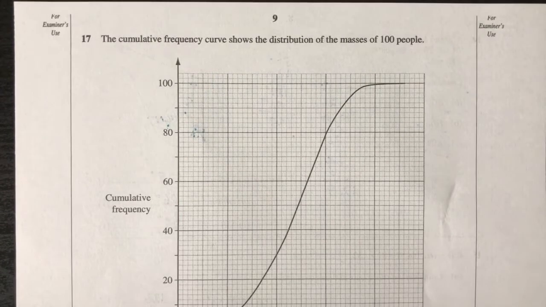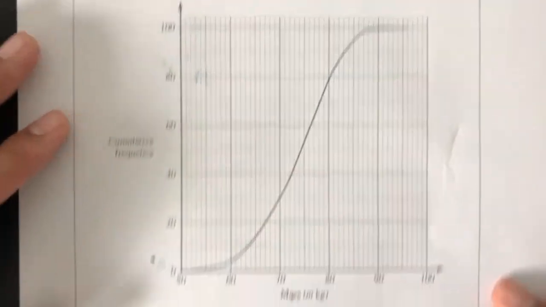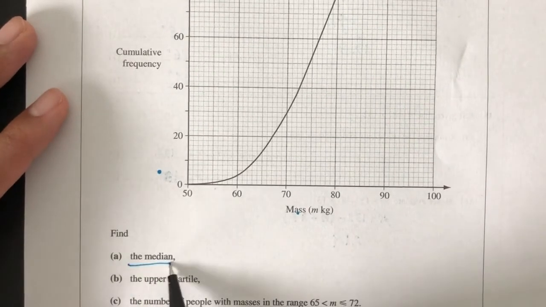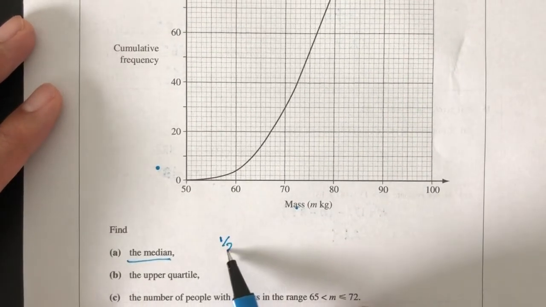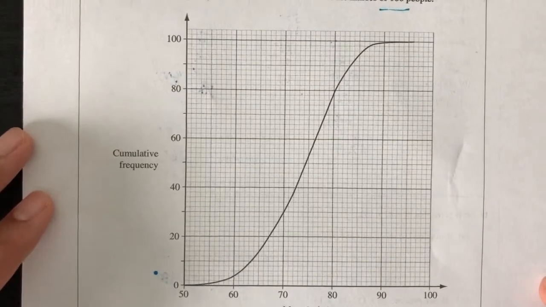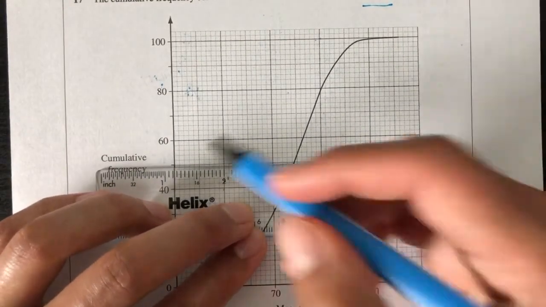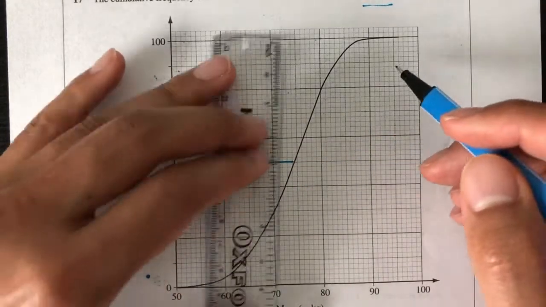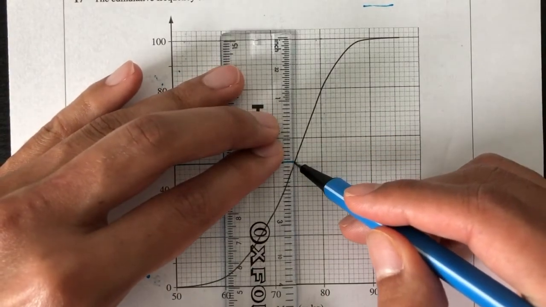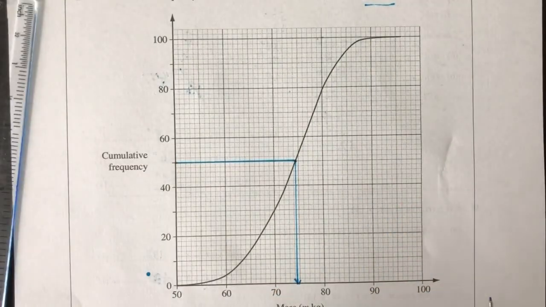Question number 17. The cumulative frequency curve shows the distribution of the masses of 100 people. So that's the total number of people. Now the question is, first one, find the median. So pretty easy. It is half the 100 people. You will get the 50th element for the median value. So go to 50th. You have to intersect the curve and find the corresponding value on your x-axis. That will be about here, which is 74.5. That's my median mass.